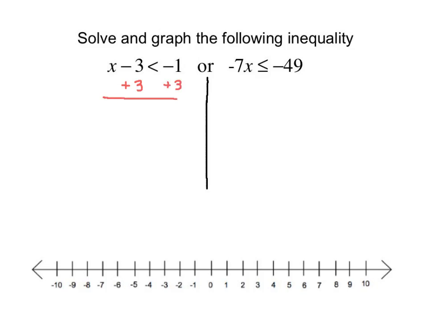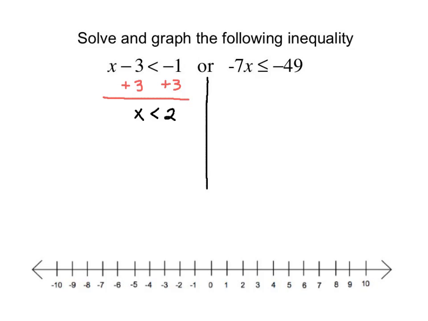This is going to result in our new inequality. So again, adding 3 to both sides, we're going to be left with x is less than a positive 2, negative 1 plus 3 being 2. Notice how I did not need to change the inequality sign, this less than symbol here, because all we did was add a positive value. Remember, we only switch the inequality symbol when I multiply or divide by a negative value. So here's our first solution, x is less than 2. And now we can go ahead and solve the second inequality.